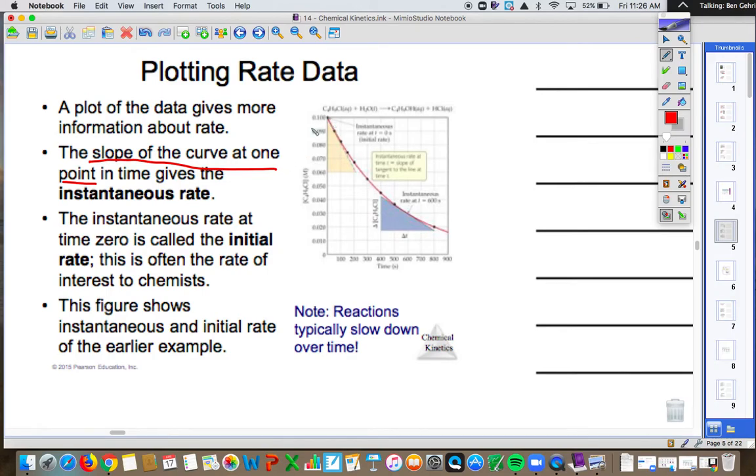At t equals 0, this is your initial rate. Your instantaneous rate at t equals 0 is typically the greatest quantity because the rate decreases as your concentration drops.